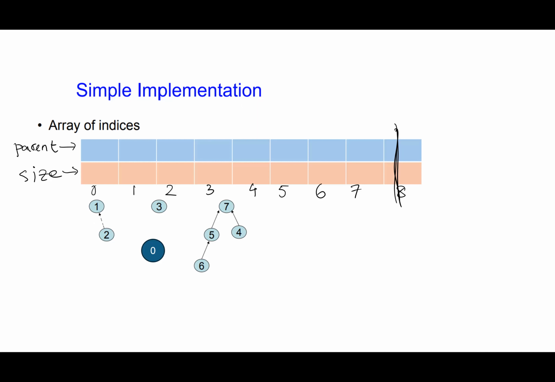Let's erase the links first. Initially, we assume that everything is disjoint. So we have 8 disjoint sets, right? We have 8 of them.